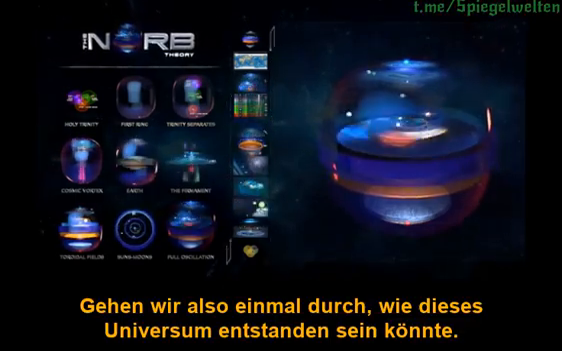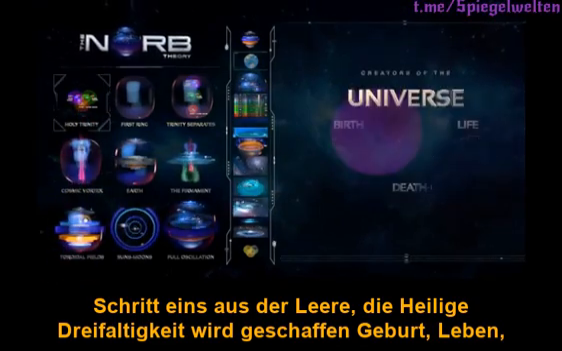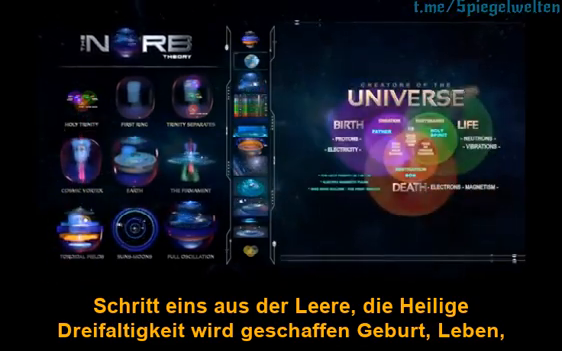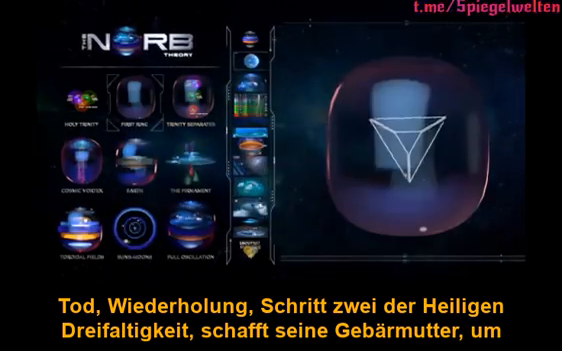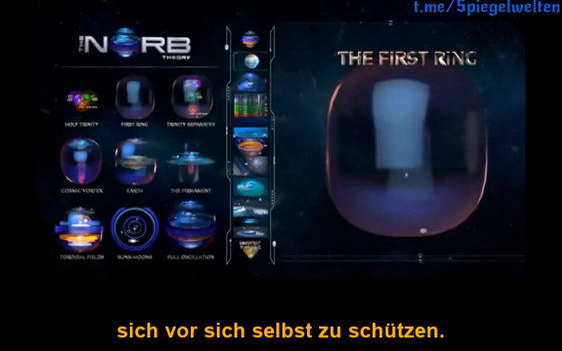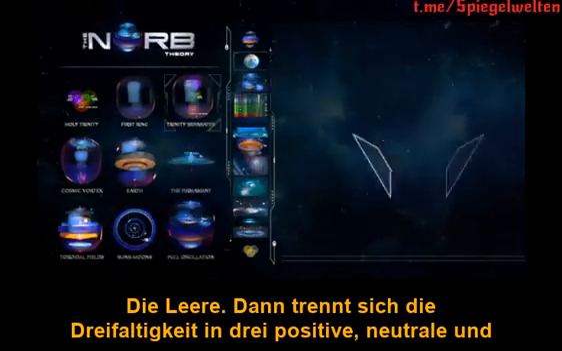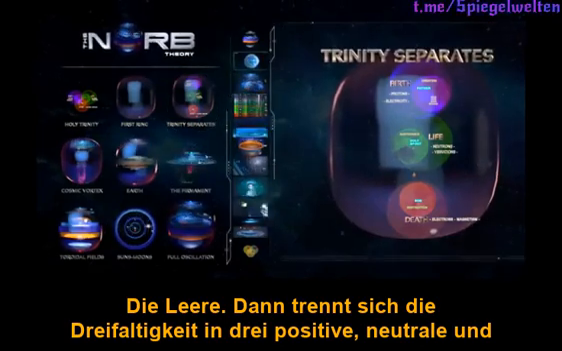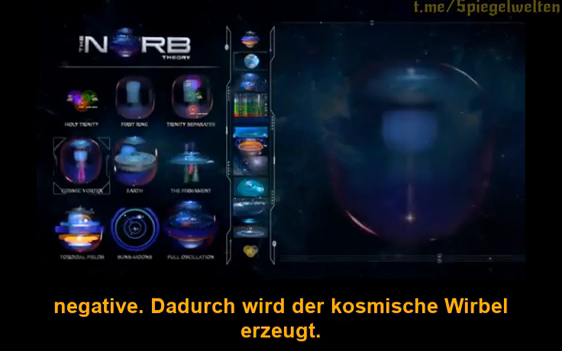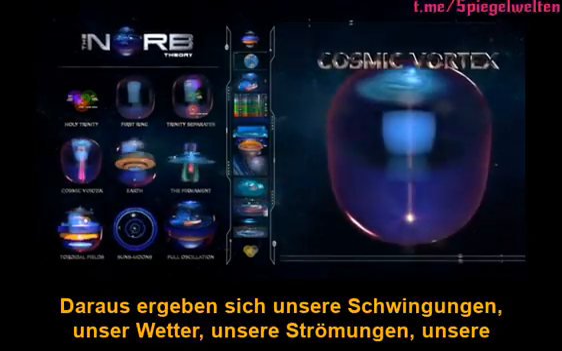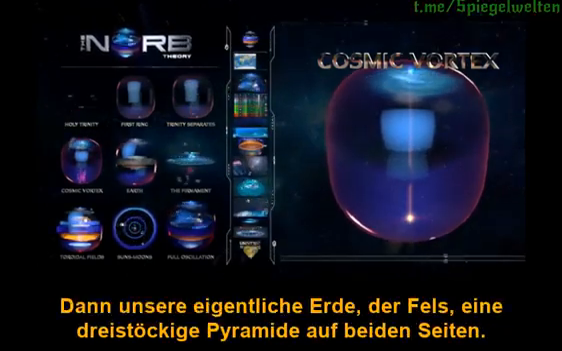So let's walk through how this universe may have started. Step 1. Out of the void, the Holy Trinity gets created. Birth, life, death. Repeat. Step 2. The Holy Trinity creates its womb to protect itself from itself, the void. Then, the Trinity separates into 3. Positive, neutral, and negative. Next step, the cosmic vortex is created. This gives us our oscillations, our weather, our currents, our airflow, etc.